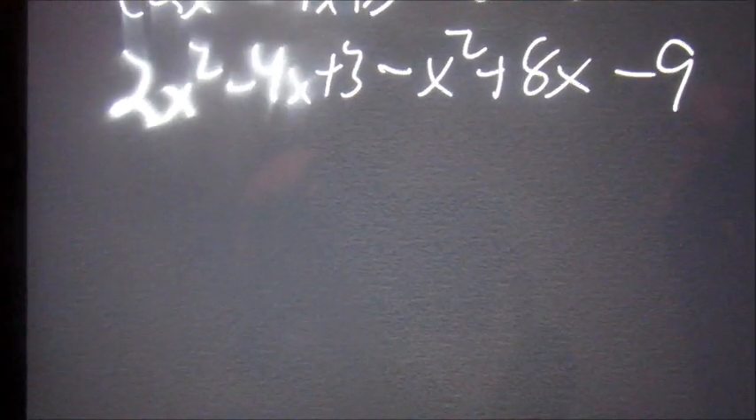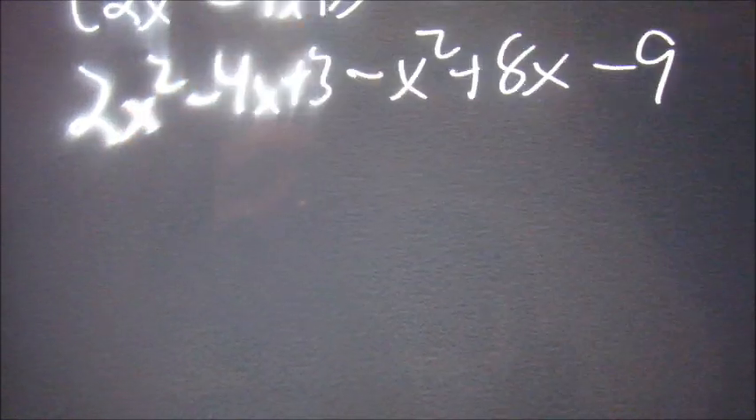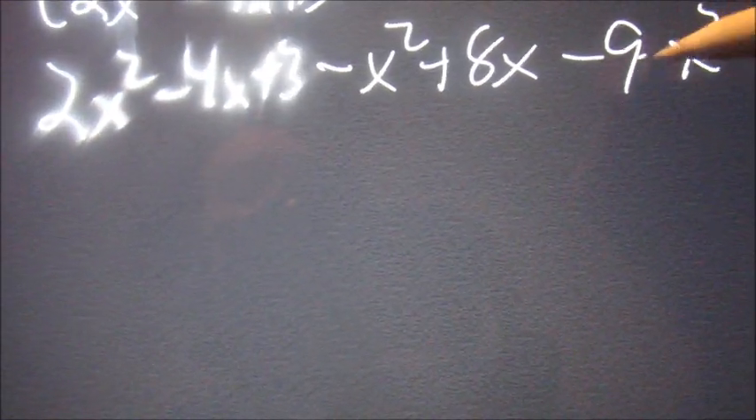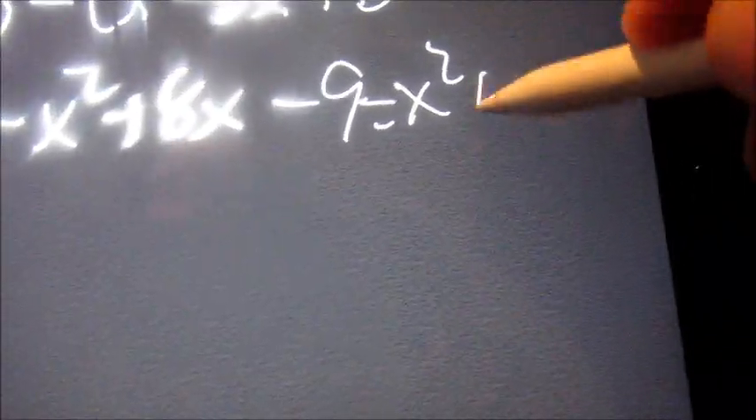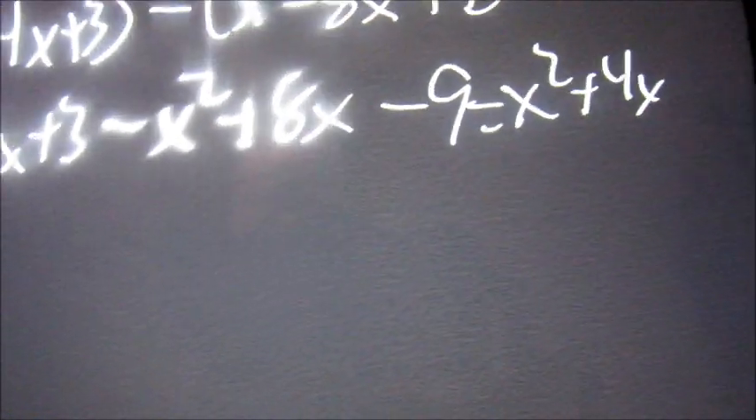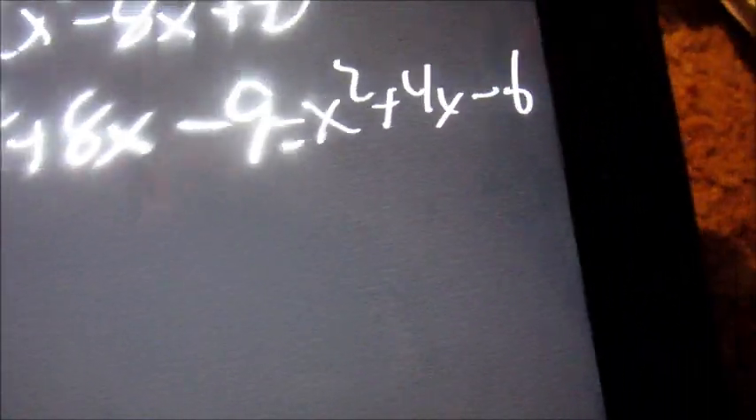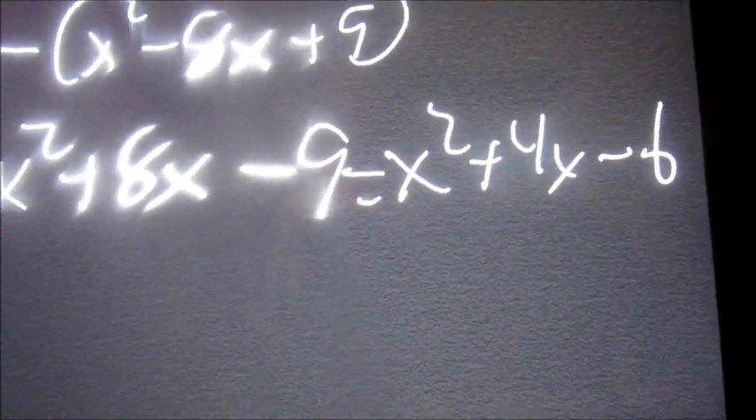And now we'll combine like terms. 2x squared minus 1x squared is x squared. We have a minus 4x plus 8x, so plus 4x. We have a plus 3 minus 9, so minus 6. So our answer here is x squared plus 4x minus 6.